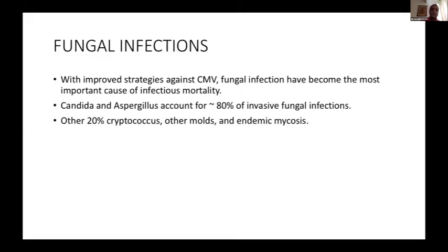So if you look now specifically at fungal infections, they become more important as a cause of infectious mortality, especially since we have improved strategies against cytomegalovirus. CMV used to be the most common cause of infectious mortality, but because we've been using prophylaxis and screening our donors and recipients quite well, and actively looking for cytomegalovirus infections, we have actually reduced the mortality.